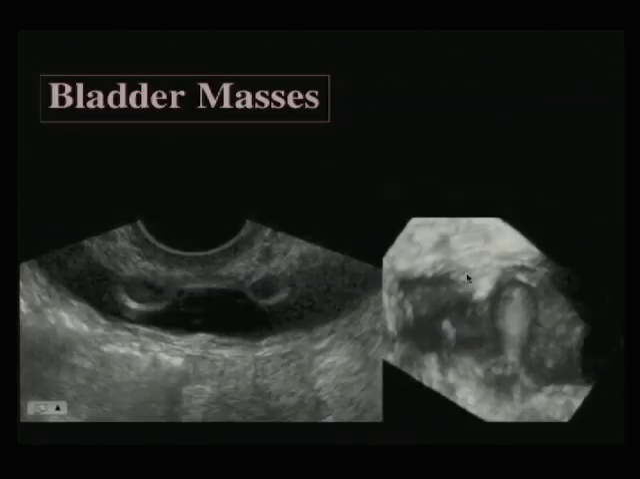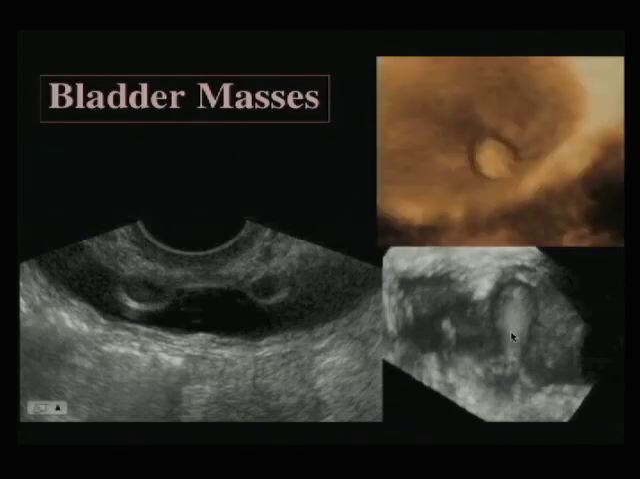How about bladder masses? The bladder lends itself beautifully to 3D surface rendering, for example, because there's fluid. And here is a ureterocele. Here are two ureteroceles, and this is what the ureterocele looks like when you image it with surface rendering from within the bladder. Here is a lesion in a different patient's bladder, and this is a small bladder carcinoma, or transitional cell carcinoma.